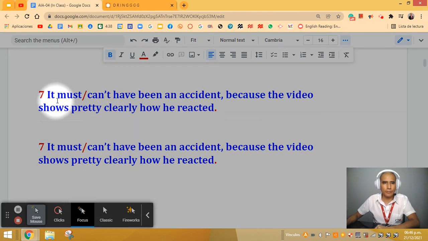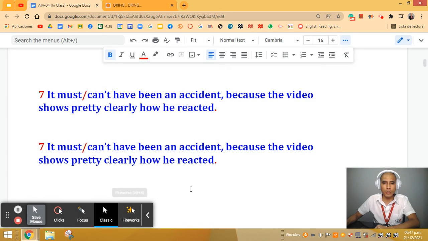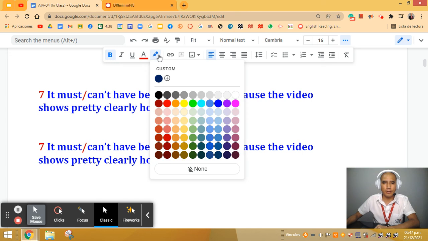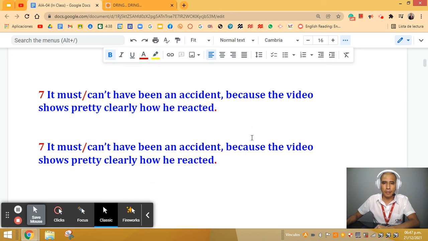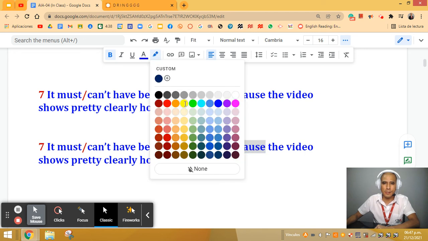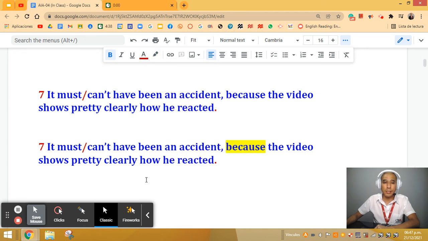In number 7, we have option number 1, must; can't have been an accident because the video shows pretty clearly how he reacted. All right. Do we have any keywords here? Definitely. The first word that helps us a lot is because. So that means that there is evidence, a strong evidence. So in the case of number 7, it can't have been an accident. The video shows pretty clearly how he reacted.